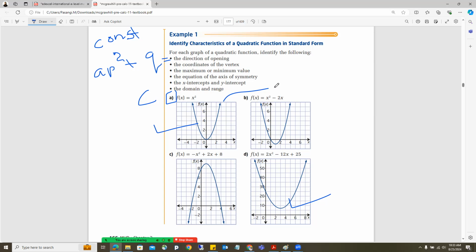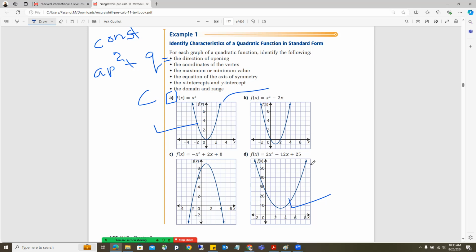Then the domain and the range? Domain is x is all real numbers. All real numbers. And the range also? Range is y is greater than 0. Yes, positive real numbers, right? All the real numbers, but positive real numbers, yes.